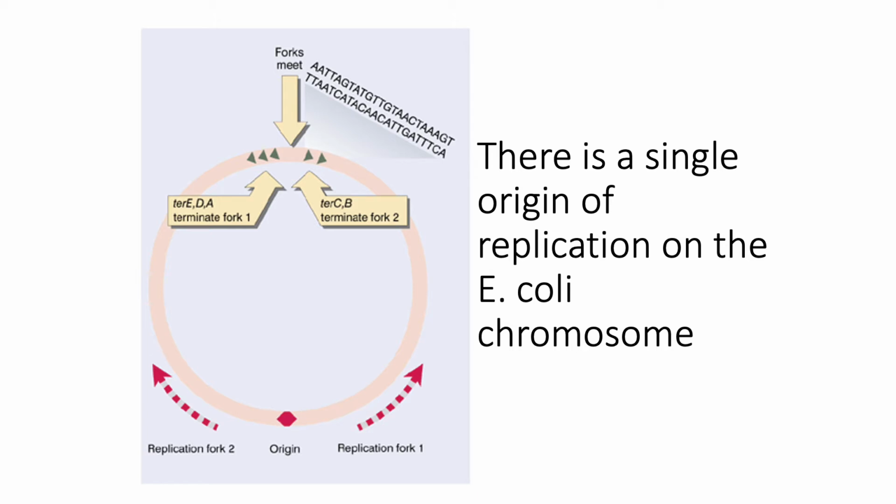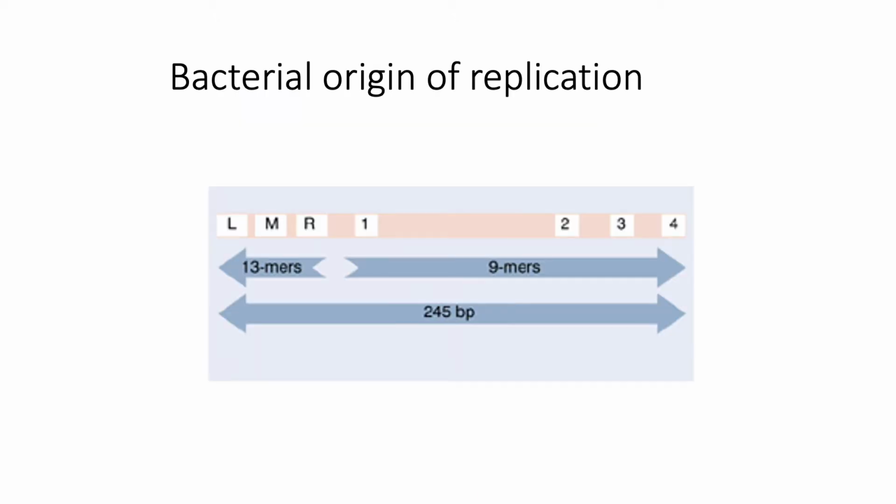So let's look at the origin. And what we find here is over a short distance, a little less than 250 bases, a series of repeated sequences. On the left, coded L, M, and R, are 13 base pair repeats, and then there are 4 9 base pair repeats scattered throughout the right-hand side.